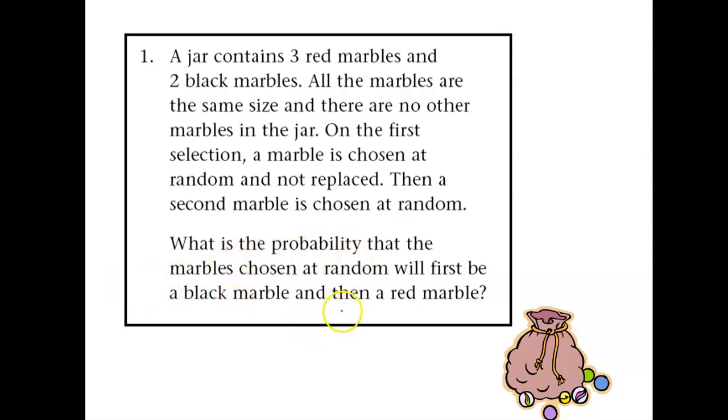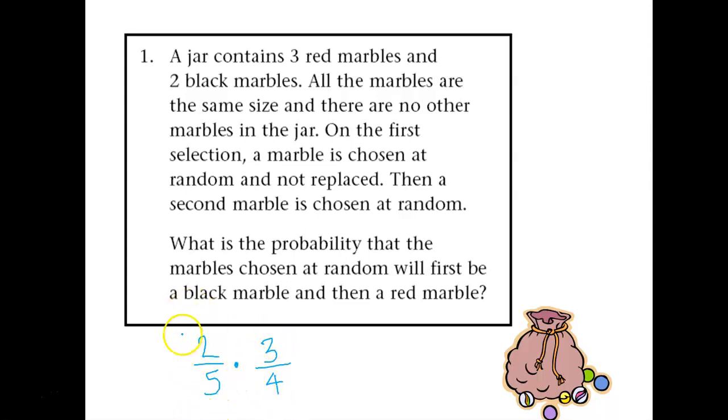Because the marble is not replaced, these are dependent events. Because the first probability of getting a black first is there's going to be 5 total marbles in the bag. So black would be 2 out of 5. But now the next time I draw one out, there are no longer 5 marbles in there, right? So the probability of getting red is now going to be out of 4 instead of out of 5. So that's why these are dependent. There are 3 red marbles. So the probability here would be 2 out of 5 times 3 out of 4.